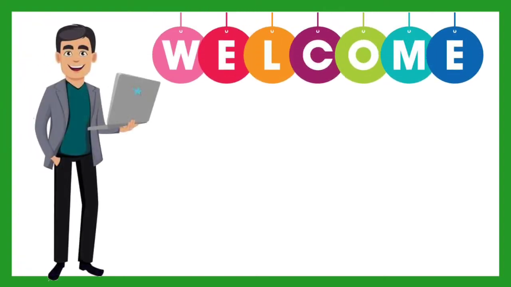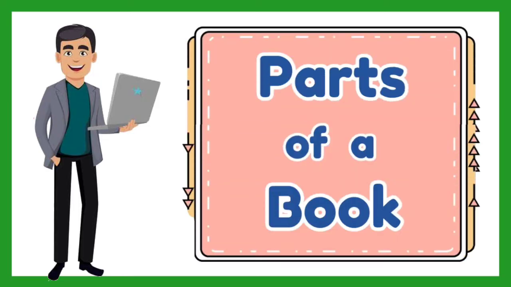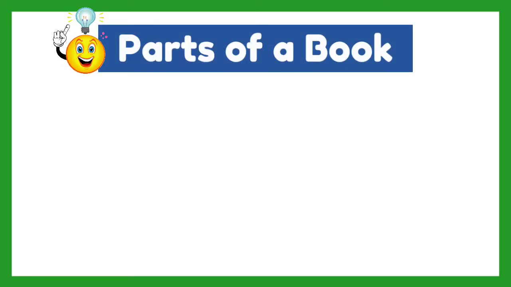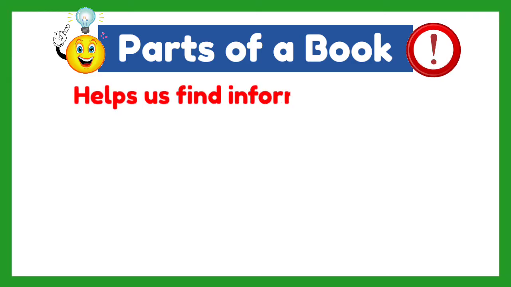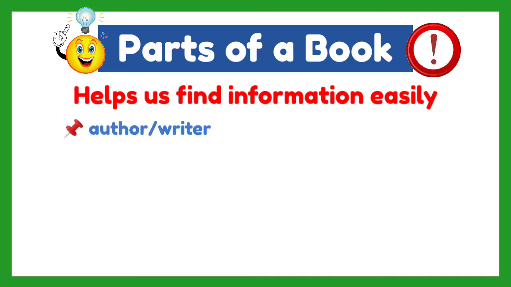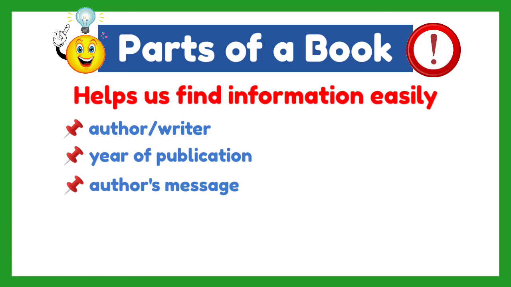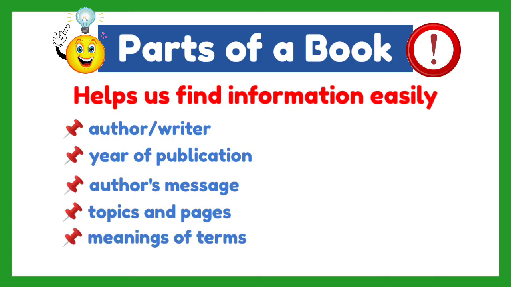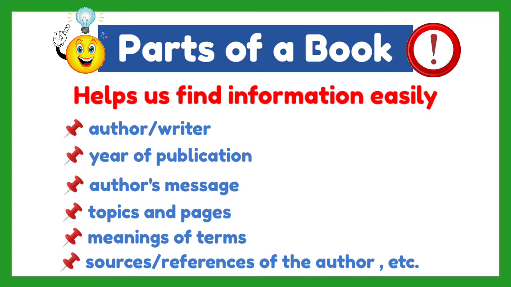For this video, we will be learning about the parts of a book. Knowing the parts of a book is very important as it helps us find the information about the book or in the book easily, like the author or writer of the book, the year it was published, the message of the author to the readers, the specific topics discussed in the book and the pages they are found, the meanings of unfamiliar words in it, the other books or materials that the author used while writing the book, and other relevant information. Okay? Now let us talk about these parts one at a time.